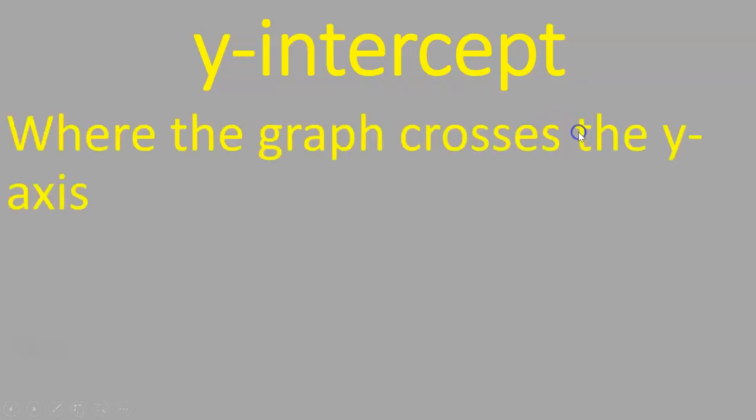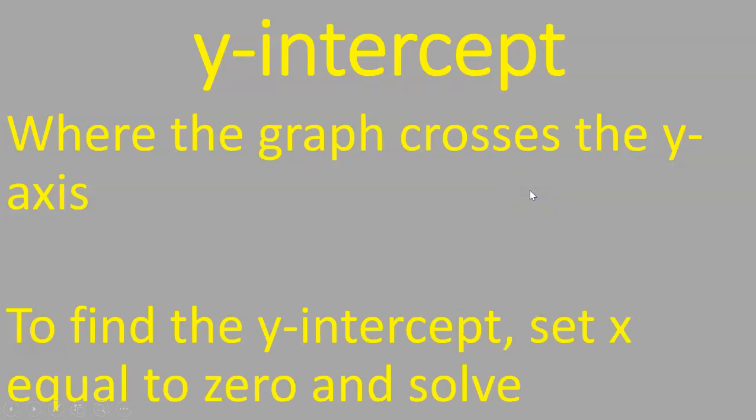Okay, y-intercept is something they may ask you about. In general, y-intercept is where the graph crosses the y-axis. But to find it algebraically, if you don't have access to a graph, you could put a 0 in for x, because where it crosses the y-axis means it has an x coordinate of 0 at that point.